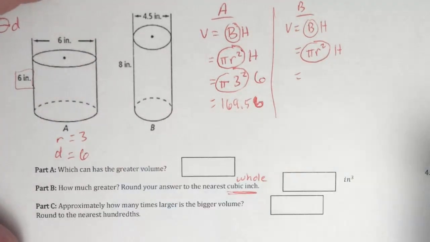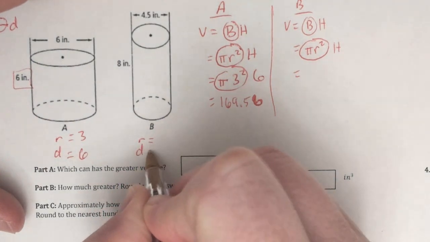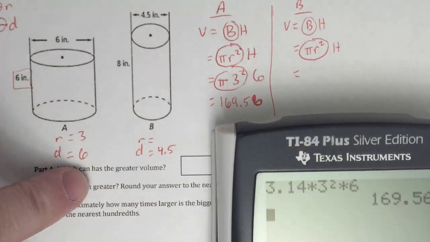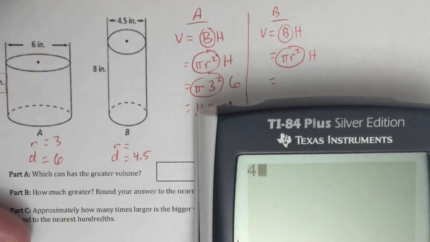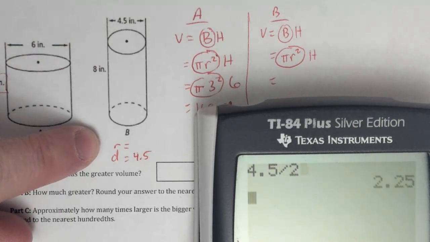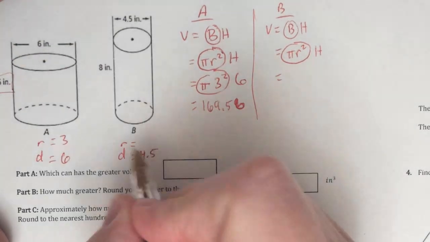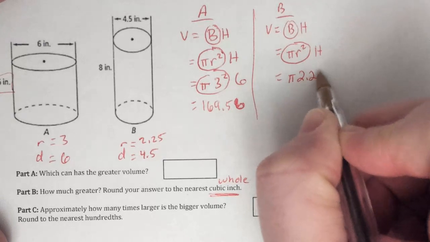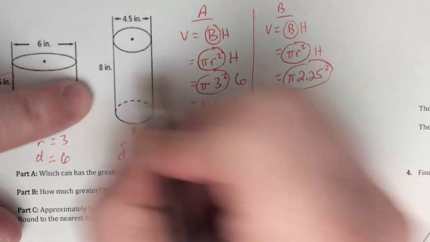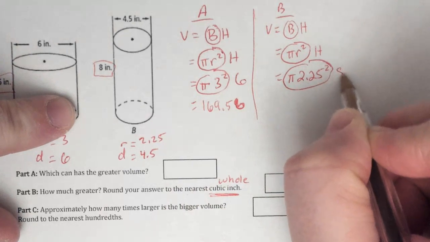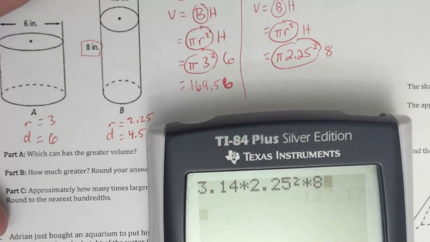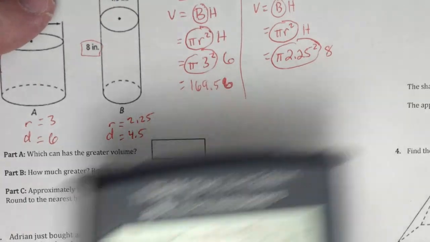All right, so in this case, radius and diameter. So 4.5 is the diameter. And so what would be the radius? To get the radius, we'd have to divide 4.5 by 2. And we get 2.25. So that would be pi times 2.25 squared, all that times the height, which was 8. All right, so we're going to put that in the calculator. So 3.14 times 2.25 squared times that 8, and we pop out with 127.17.